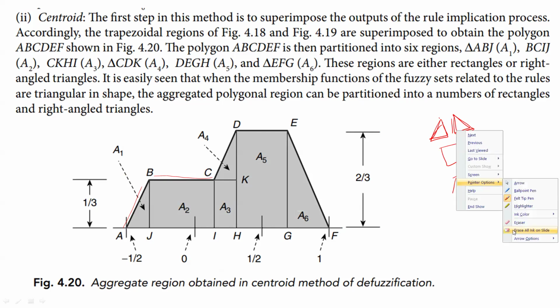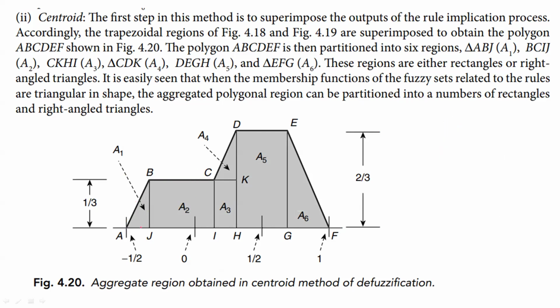Okay. Now we are going to divide it like this. So you have a triangle here. Then you have a rectangle here, that is, ABJ is a triangle. Then BCIJ is a rectangle. Then CKIH is another rectangle. And CDK is a triangle. DEHG is another rectangle. And GEF is a triangle. So this is the basic idea.